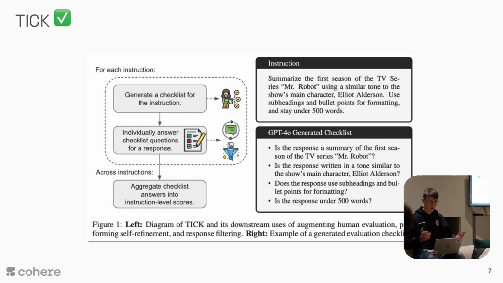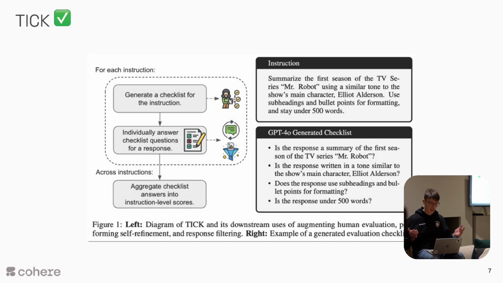For a pretty obvious case, take this one on the right. We have this instruction: summarize the first season of the TV series Mr. Robot using a similar tone to the show's main character, Elliot Alderson. Use subheadings and bullet points for formatting and stay under 500 words.